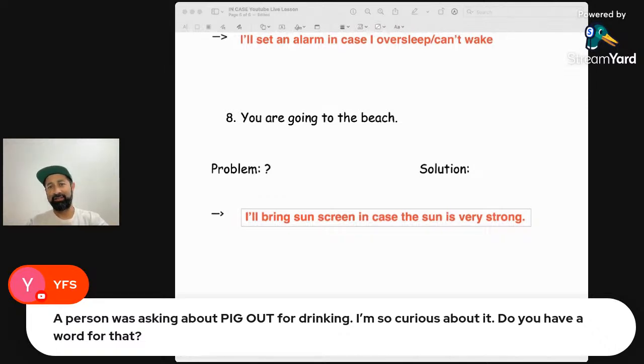If I could say, last night I pigged out on pizza. That means I was just eating and eating and eating. I was eating so much pizza. I overate with the pizza.